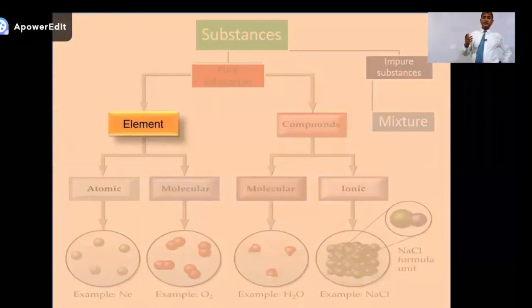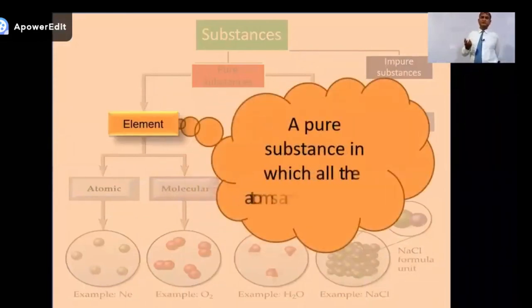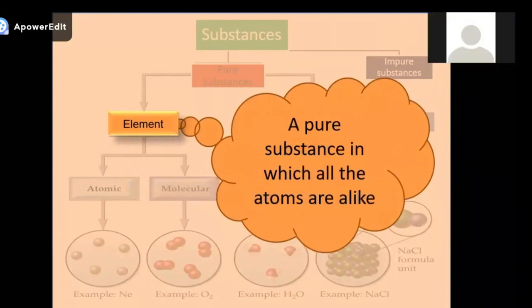So how can we define element? It is something in which all the atoms are alike. All the atoms have the same atomic number, the same characteristics, like the piece of gold, like the piece of silver, like the piece of carbon, like the piece of aluminum. All of these contain only one kind of atom, and such substances are called elements. Right? You can see the definition on the screen. That's it.